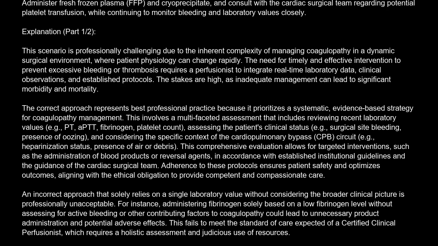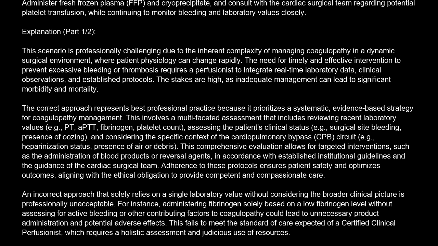The need for timely and effective intervention to prevent excessive bleeding or thrombosis requires a perfusionist to integrate real-time laboratory data, clinical observations, and established protocols. The stakes are high, as inadequate management can lead to significant morbidity and mortality. The correct approach represents best professional practice because it prioritizes a systematic, evidence-based strategy for coagulopathy management.